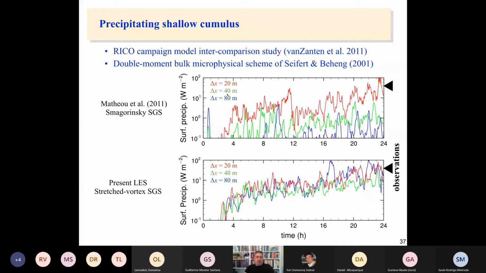So when we ran this model 10 years ago and changed the resolution, we found that the surface precipitation rate was changing by a lot. And this, of course, was not satisfactory. The observations are where this black triangle is, about 40 watts per square meter at the surface. So if you look at this, you're thinking, oh, this model that we were discussing before about the rain and everything is messed up, so it's giving me bad results.